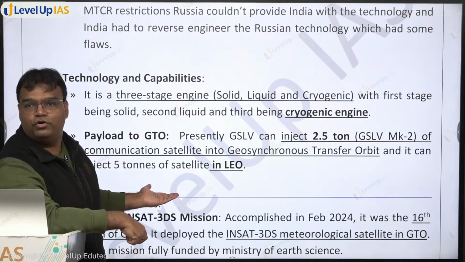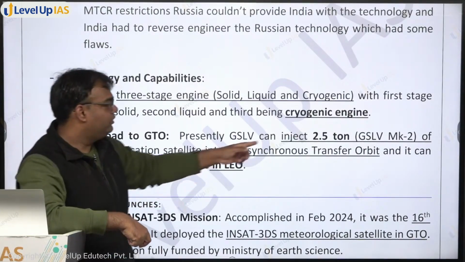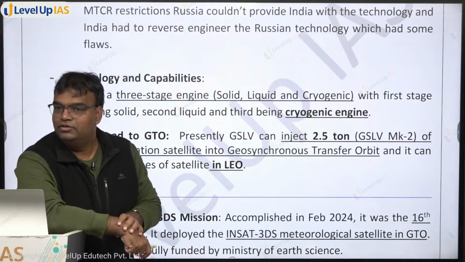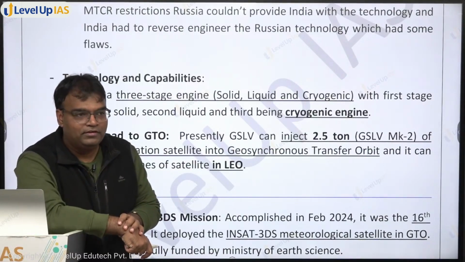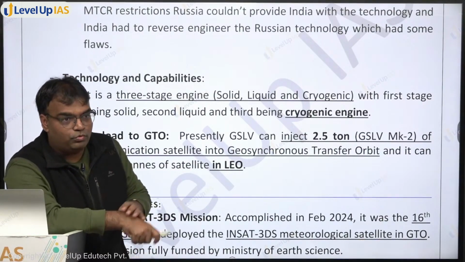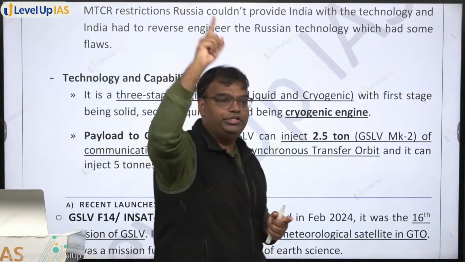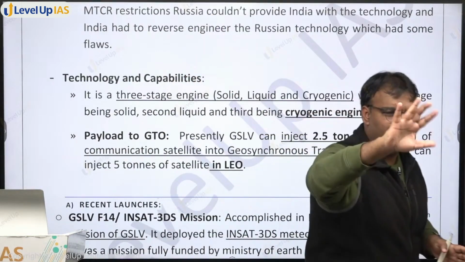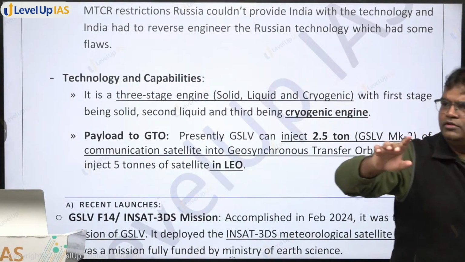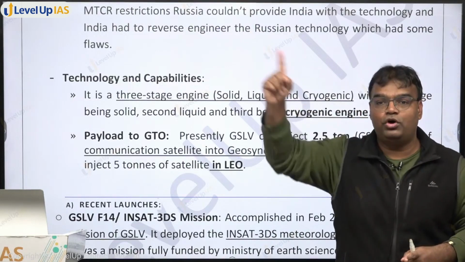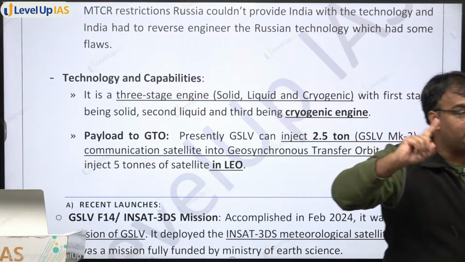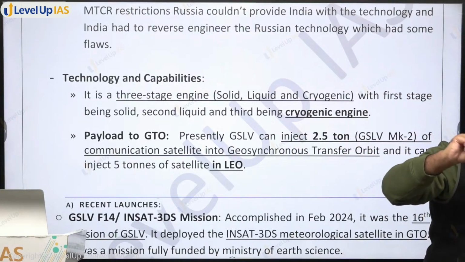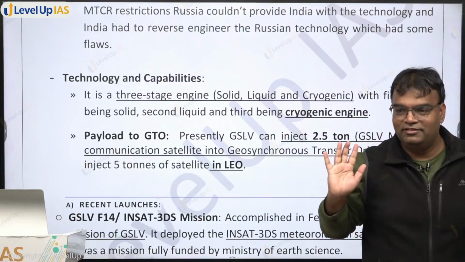But what are we looking for? We are looking for this. Do we get this? Do we understand this? So PSLV to GTO is 1400 kg, 1425. GSLV Mark II to GTO: how much weight of satellite can it carry? 2500 kg. Did you understand?